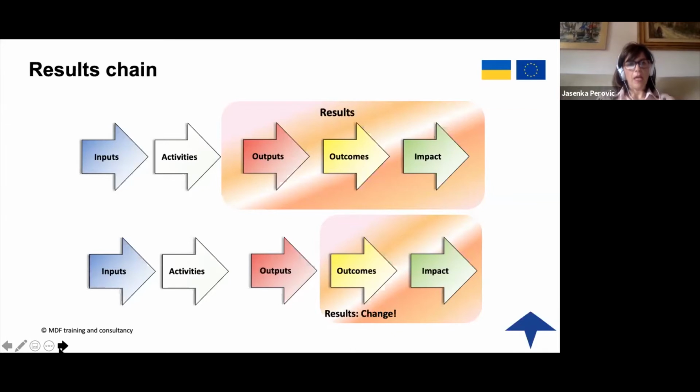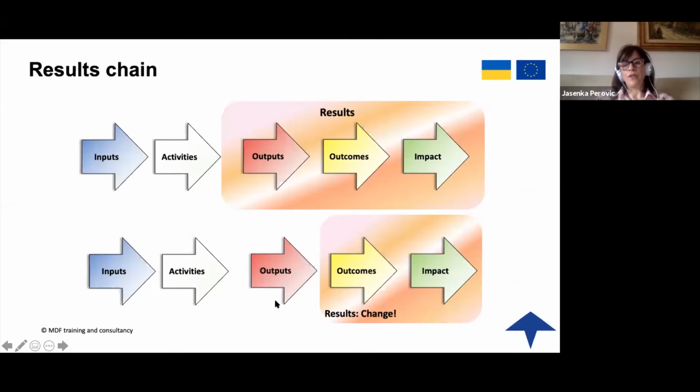The results chain is terminology associated with the logical framework, which I also referred you to at the beginning of the session, and which is one of the annexes of the call for proposals. The whole Logframe is based on this logic. You start with some inputs. Inputs help you with the activities. Activities bring some outputs. Then outputs lead to the outcomes, and outcomes lead to the impact. So there is a logical connection between all of them.